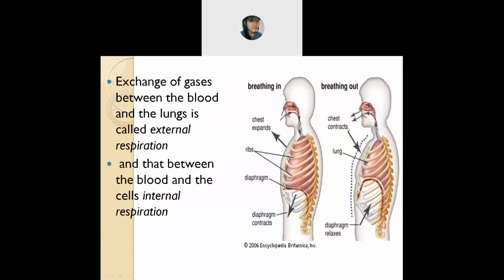And when you breathe out, what happens? Your chest will contract. I mean, your chest will become small. And your diaphragm, this is your diaphragm, it will relax.